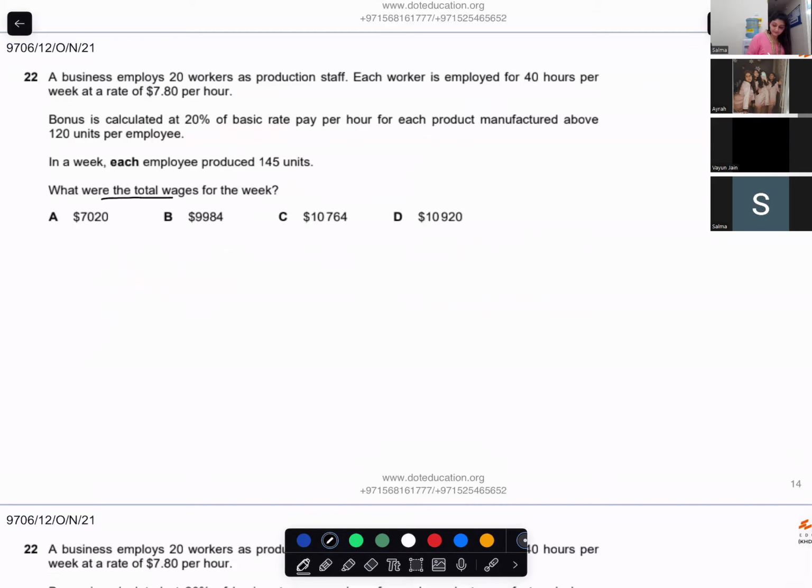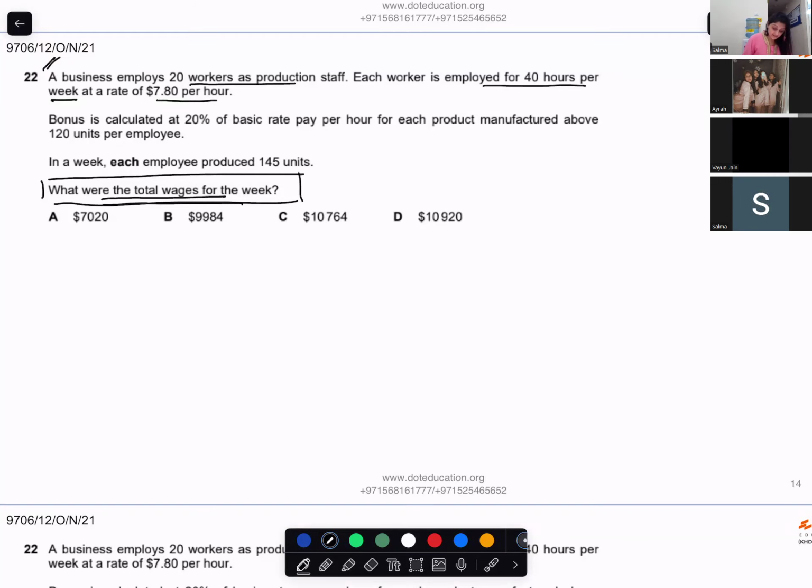Please read. For business employees, 20 workers. What do I want first? I will see that. What are the total wages for the week? Total wages for the week. Okay, fine. Come on, go ahead. Read. For business employees, 20 workers as production staff. Each worker is employed for 40 hours per week at a rate of $7.80 per hour.